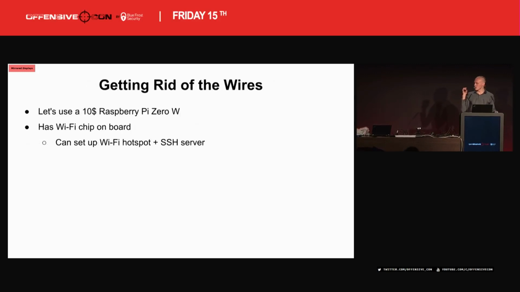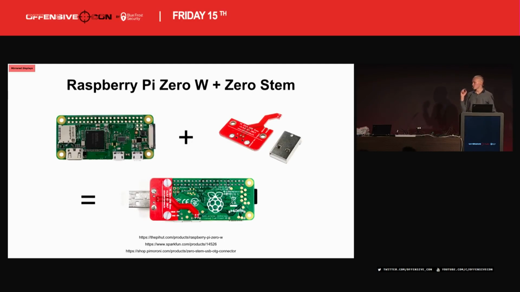And the cool thing that I also wanted to do here is to get rid of all the wires, because right now I have a bunch of stuff in there, so you have to plug in stuff, and you have all of these wires connecting things. The idea is very simple. Let's take not the $5 Raspberry Pi, but the $10 Raspberry Pi, which has Wi-Fi on board. We can set up a Wi-Fi hotspot and just SSH to it. And what I also found very nice is this thing called Zero Stem, a small PCB you can just solder onto your Raspberry Pi Zero. It turns it into something like a flash drive, a little bit bigger, but yeah.